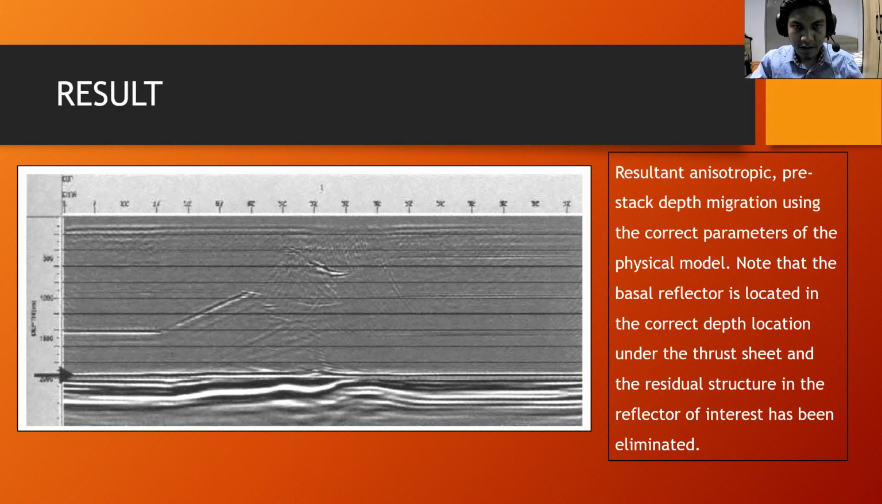And the figure shows the correct depth image of the original model, and the reflector continuity is maintained, which is also correctly located in depth, and the events within the depth gather are flattened.